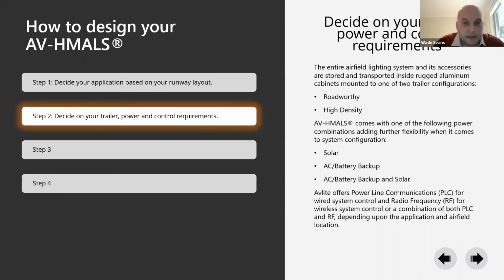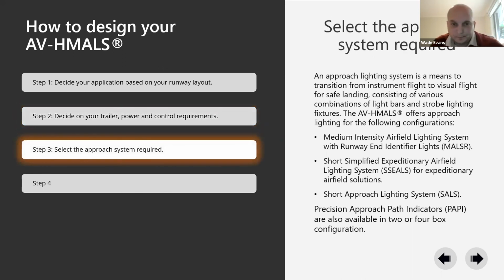After you decide on those three key components, you then move on to define your approach system for the HMALS product. As I mentioned previously, we've really got three core configurations within the AV-HMALS line, which is the Mauser, the seals, or the sails. So once you've defined which of those configurations you need to utilize, or which combination of those configurations you need to utilize to meet your application space, you'll then know exactly which products need to comprise that. On top of the individual approach lighting systems, you can always select your PAPI as well, and that's available in 2 or 4 box configurations, which round out the approach lighting requirements.